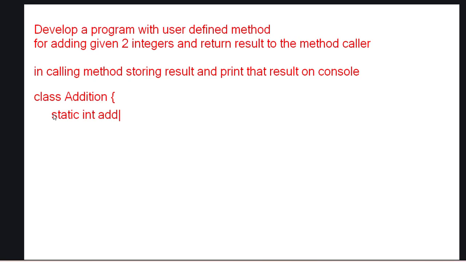It's not a test case method, right? It's a business logic method. Add. Parameters: int A, comma, int B, or int P, comma, int Q, your wish. Then the logic: int C equal to A plus B. Then print or return? Return. Close the class.